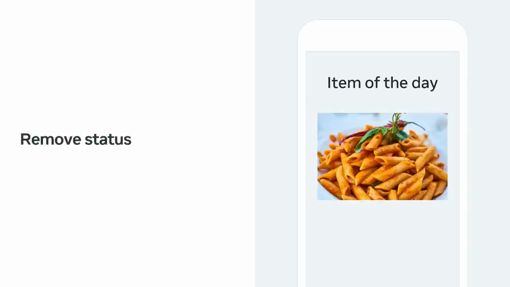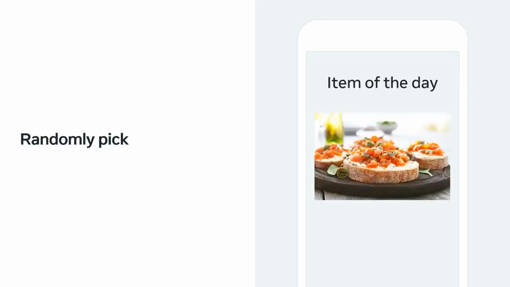One approach is to let the API determine what the previous item of the day was, and to remove that status from the item. And then it has to randomly pick one item based on some criteria and set its status as the new item of the day. But this is asking the API to do too many things. And if you randomly pick an item, it might not actually be the most popular item that day, right? A better approach is to create only one API which updates the menu item.